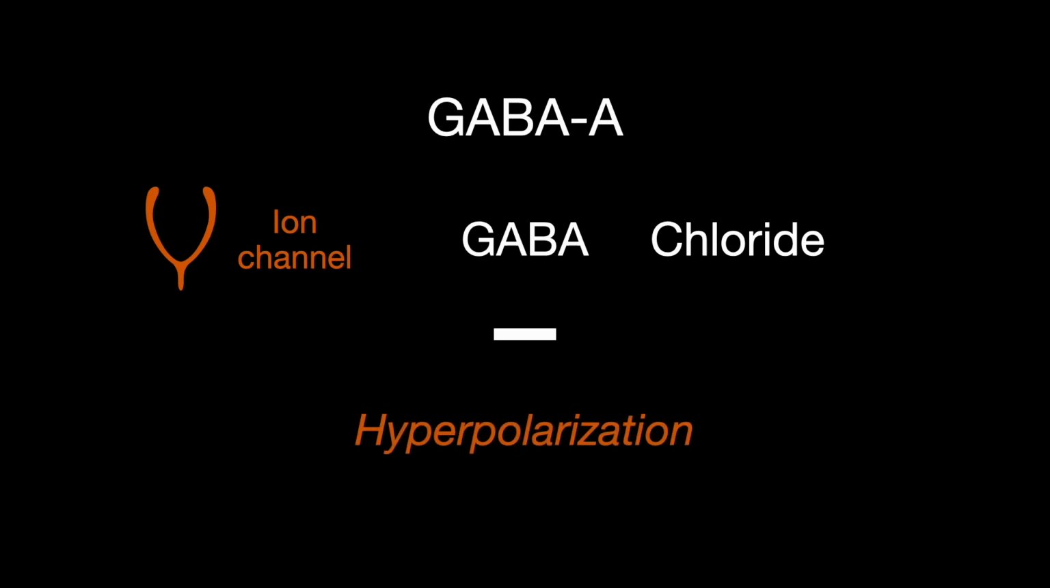Let's talk about the absolute most important inhibitory receptor in the brain, GABA-A receptor. These are ionotropic receptors. An ionotropic receptor is essentially an ion channel that opens immediately after a neurotransmitter binds. When GABA binds to the receptor, the channel opens, allowing chloride ions to enter the neuron. Because chloride carries a negative charge, its influx makes the inside of the neuron more negative. This process is called hyperpolarization. As a result, neuronal firing becomes less likely.